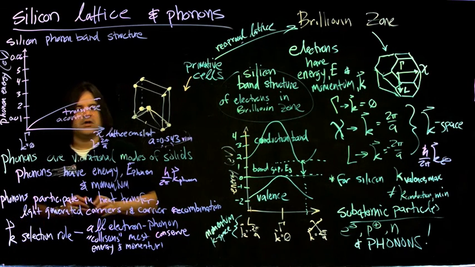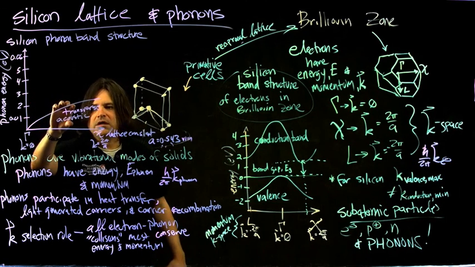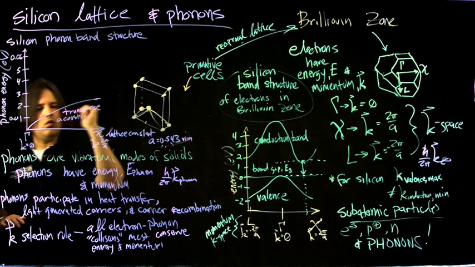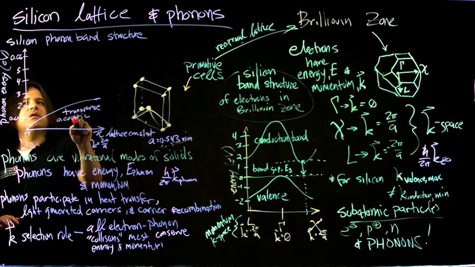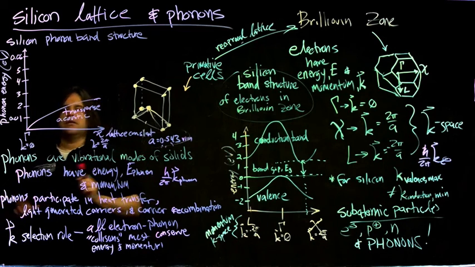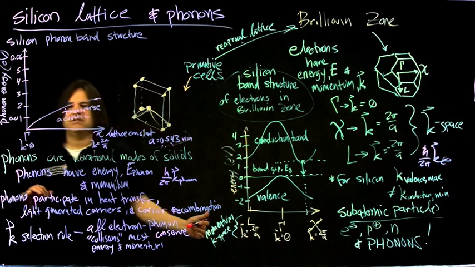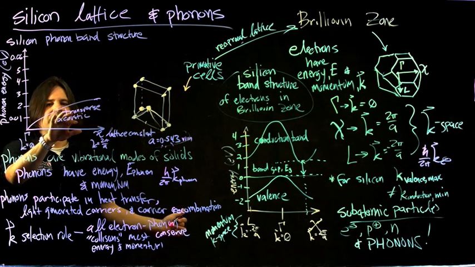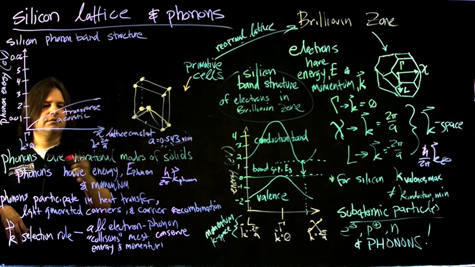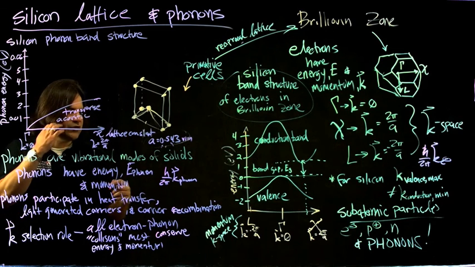So phonons are vibrational modes of solids. One vibrational mode of silicon is called the transverse acoustic mode, and the reason why it's called acoustic is because humans can hear it. So this silicon, if it were to make some sounds and vibrate, it will be to this phonon energy here. And so that's why it's called acoustic, and it can be transverse versus longitudinal.